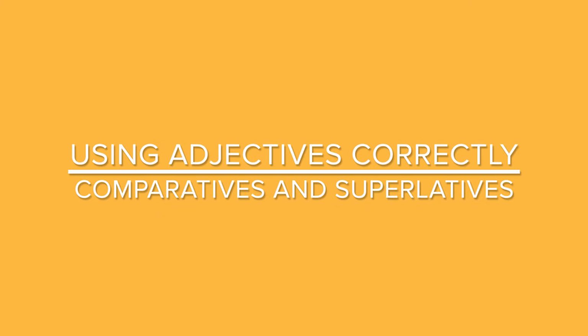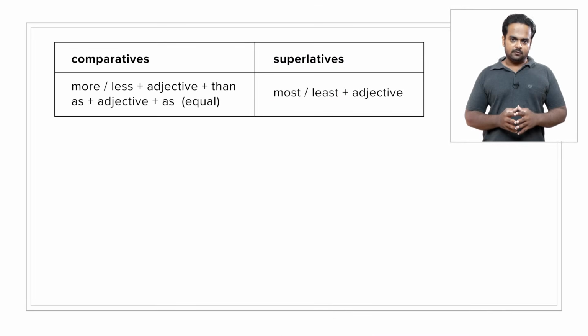Let's now turn to the second area where mistakes are very common, and that is comparatives and superlatives. What are comparatives and superlatives? Well, these are words that help you to compare nouns, people, places, animals, things, etc. And we do that using adjectives. Comparatives are found in this form: more or less plus an adjective plus than, or as plus adjective plus as. And this means that the 2 nouns we are comparing are equal. Superlatives appear as most or least plus adjective.